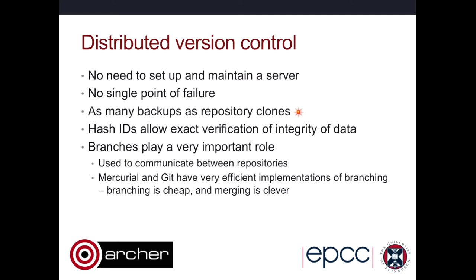So as I said, branches play a very important role in distributed version control systems. They're used to, in a sense, communicate between repositories. So they're used for pushing changes from one repository to another and for pulling changes from another repository. Also, and this is not necessarily a direct result of Mercurial and Git being distributed version control systems, but simply that they've been cleverly designed, especially Git, there are very efficient implementations of branching and merging. It's a very, very powerful tool.